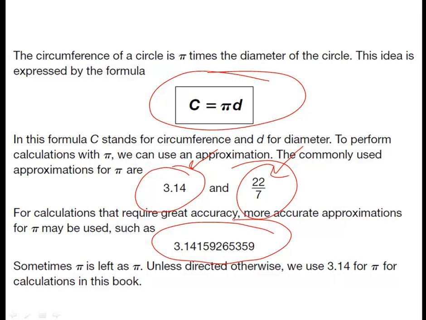3.14159265359. Sometimes they'll just say leave pi as pi. And so you don't actually have to solve it. All you'd have to do is, where you normally multiply by 3.14, you just leave pi in there for the calculation. And you'll see how to do that one.